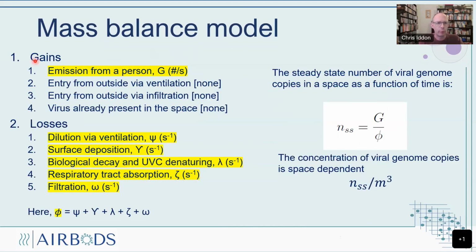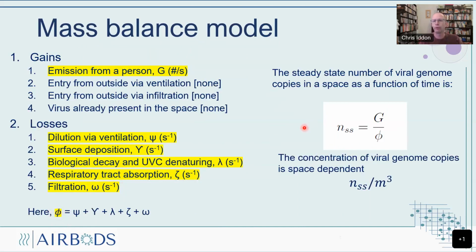So for our mass balance model, we have the gains, the emission from a person, and the losses: dilution via ventilation, surface deposition, biological decay, respiratory tract absorption, and filtration. Now, all these removal losses are expressed in terms of air changes, and they can be summed together to give us a single value, which we term phi.